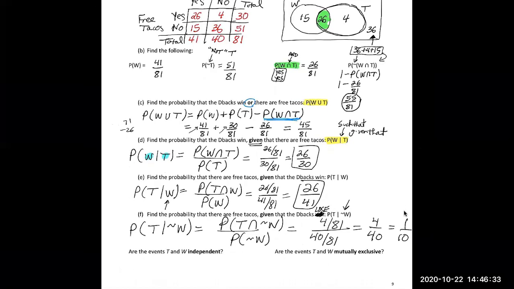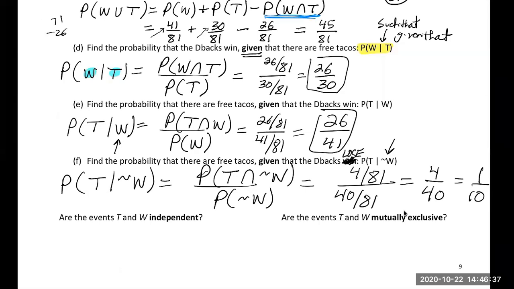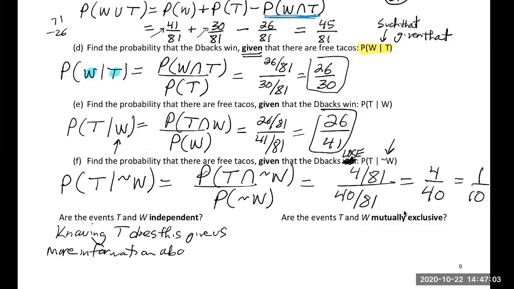So these conditional probabilities help us answer questions like these. Are the events T and W independent? So if they're independent, then knowing T, that there's free tacos, does this give us more information about the likelihood of W, the likelihood of them winning? So for instance, if I told you, hey, there were free tacos given away, does that give you an idea that they're more or less likely to have won the game?